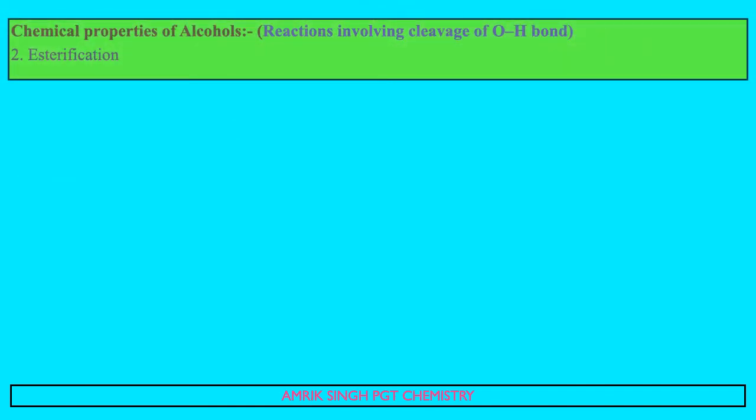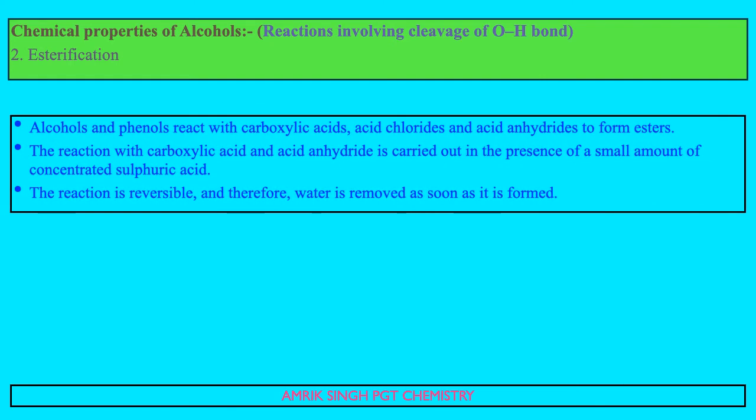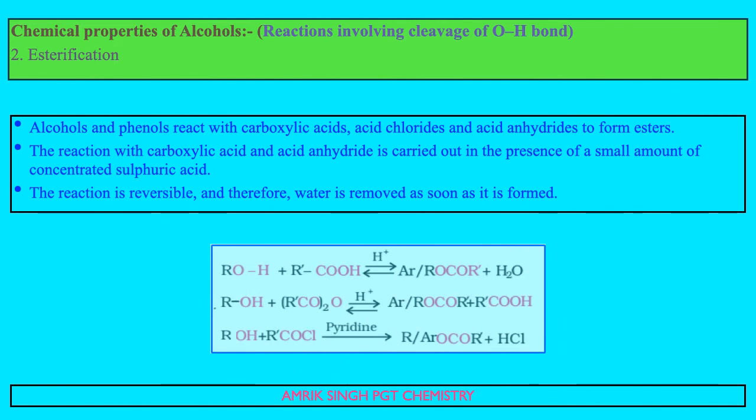Now, chemical property of alcohol, reaction involving cleavage of the O-H bond: esterification. Alcohol and phenol react with carboxylic acid, acid chloride and acid anhydride to form esters. The reaction with carboxylic acid and acid anhydride is carried out in the presence of a small amount of concentrated acid. The reaction is reversible and therefore water is removed as soon as it is formed to shift the reaction in the forward direction. The reaction is given below.